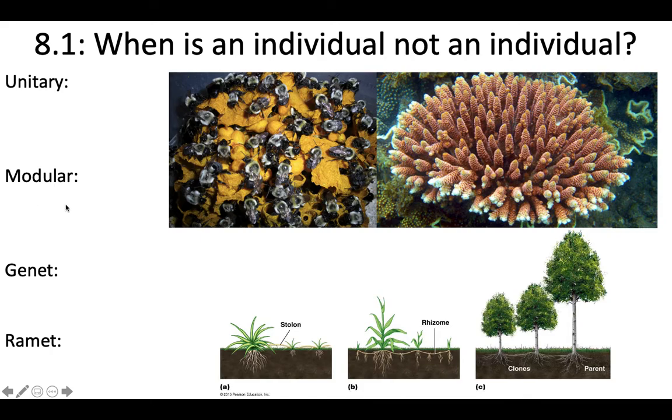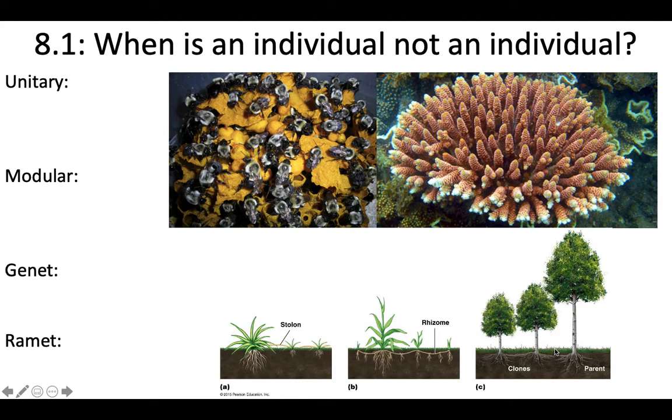Along those same lines of modularity, you can also have genets and ramets. A genet is a plant produced from sexual reproduction, and a ramet is a module that's produced asexually from a genet. So strawberries produced via stolons, you probably remember, maybe from Gen Bio. Each of these individuals, the parent here, parent here, parent here, parent here, is the genet, and then all of these clones that are genetically identical that come off of this, those are the ramets.